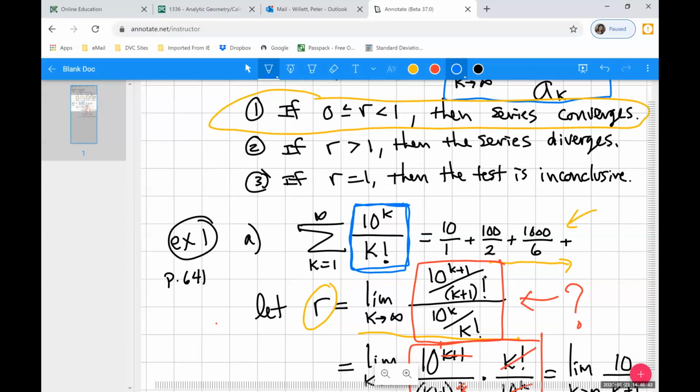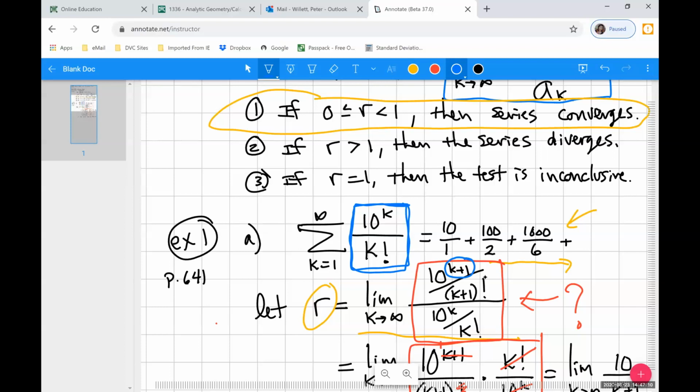Okay. So this here is k plus 1 instead of k in the original series. So instead of 10 to the k, we did 10 to the k plus 1. And then in the denominator, instead of dividing by k factorial, I divided by k plus 1 factorial. So you swap out the k's in the formula with k plus 1 instead.